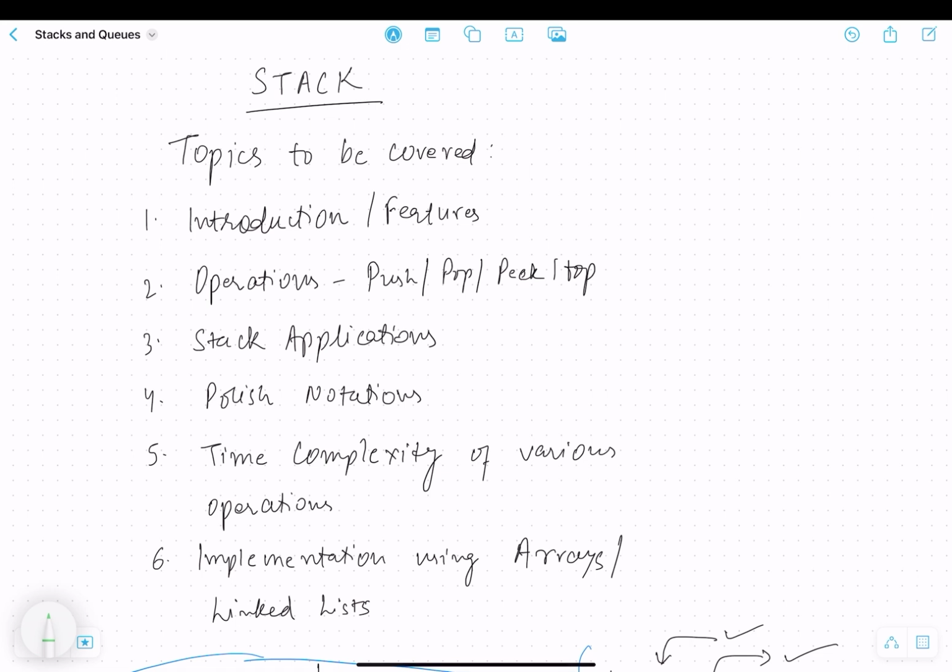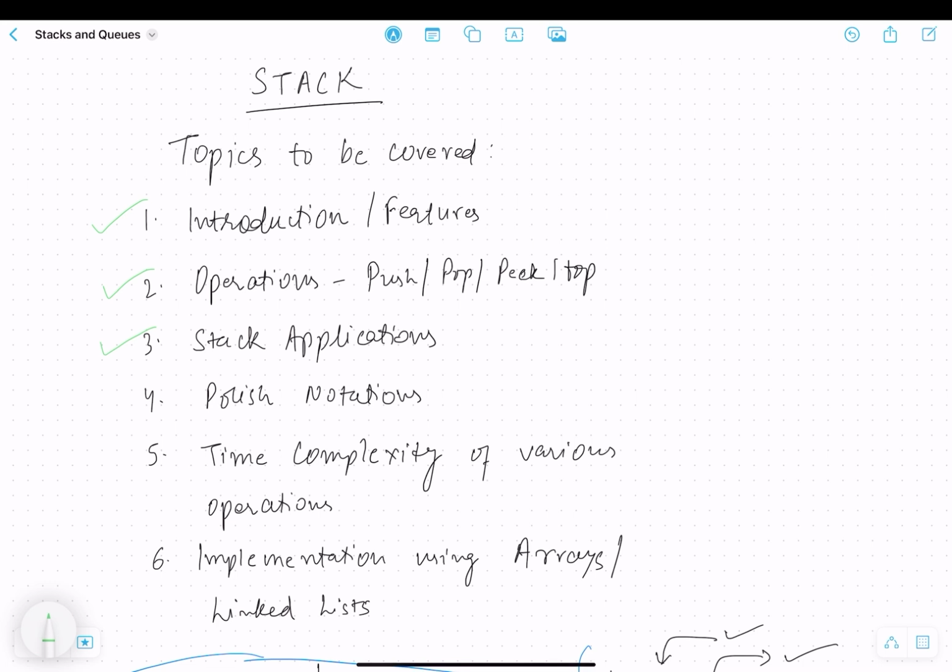I hope you have seen the first part of our stack series in which we covered the introduction and the features. The only feature that stack has is its LIFO, last in first out. We saw all the operations that we can perform on a stack: push, pop, peek, top. We saw an example as well, and then we saw what different applications there can be for a stack.